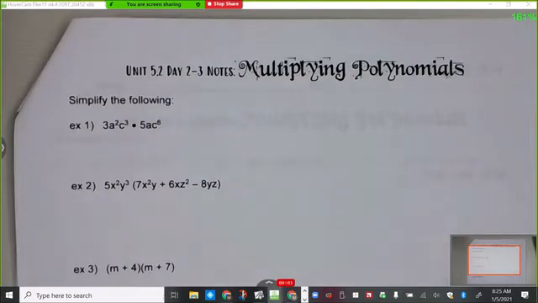Okay, so we're multiplying polynomials today. This is day 2 and 3. Y'all know when there's multiple days, that just means you'll have a practice day. So the end of the period today and all of tomorrow will be a practice day.